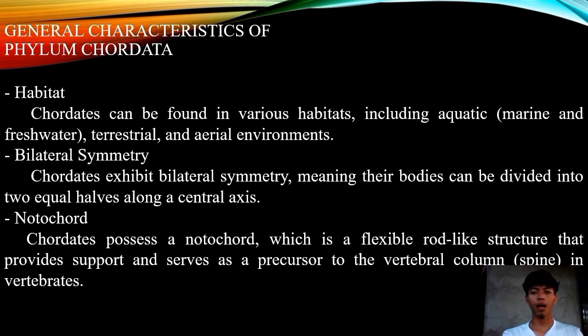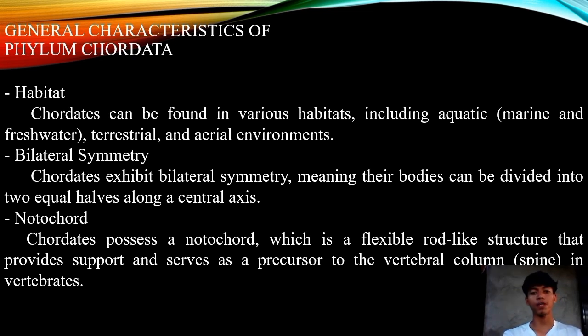Chordates can inhabit a wide range of environments, including terrestrial, aquatic such as freshwater and marine water, and aerial habitats. They can be found also in forests, oceans, rivers, deserts, mountains, and even in underground caves. So next we have bilateral symmetry.